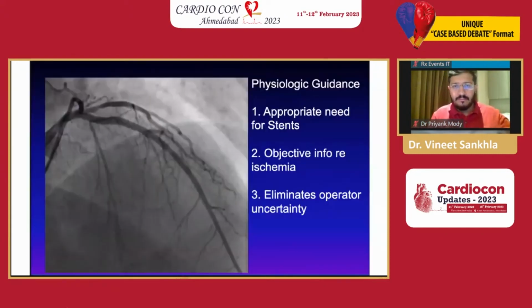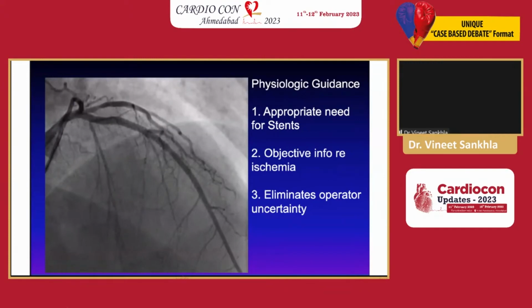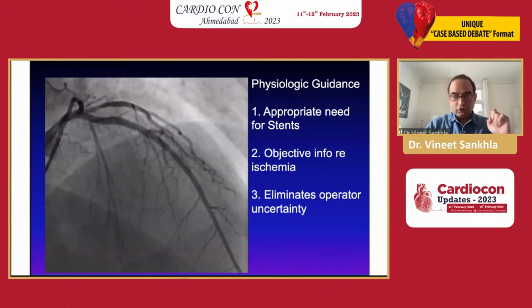So to conclude, physiology guidance will help you in the appropriate need for stents, avoiding stents if not necessary, and giving you objective evidence of ischemia, whether this particular artery is ischemic or not. Like if you do a treadmill test, the treadmill will not give you an exact idea which vessel is ischemic and at what level, while physiology will tell you which vessel and what level is ischemic, and it will give you objective evidence of ischemia.